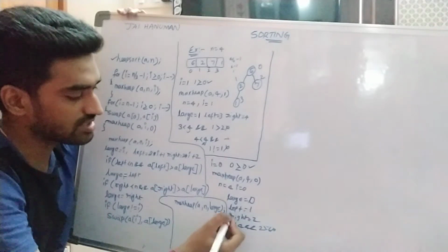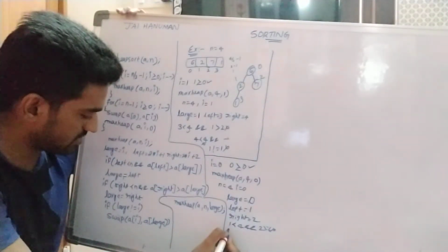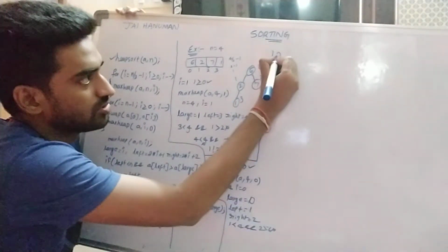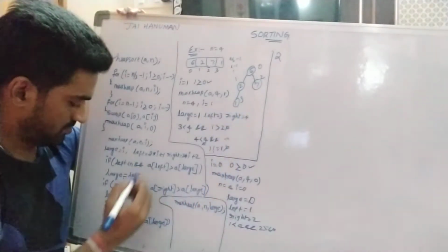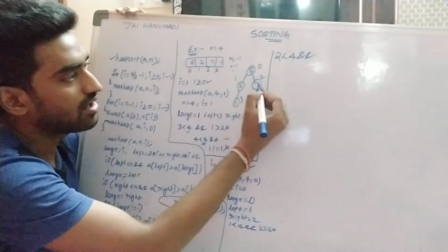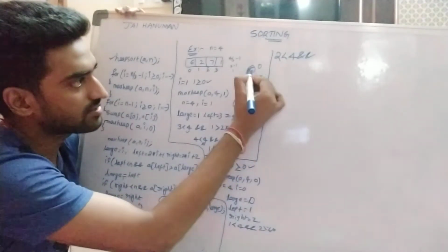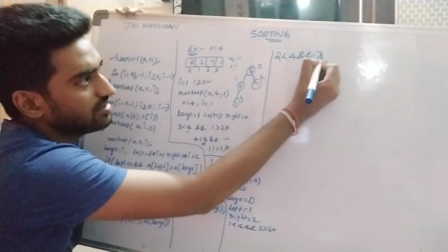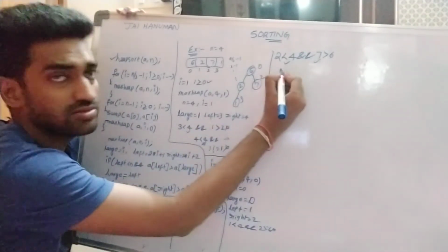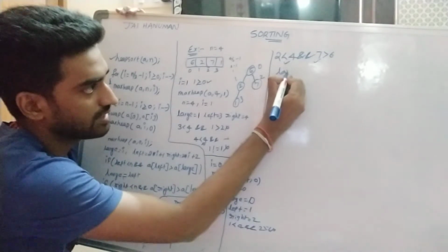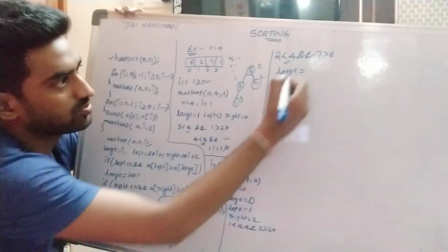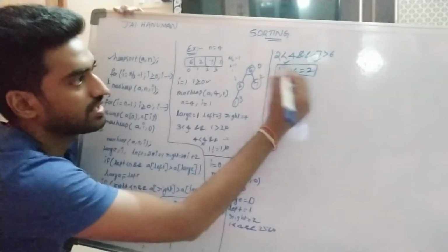Then we are checking the next condition. What is the condition? Right. What is the right value? Right is 2. Right less than n, 4, logical and A of right greater than A of large, 7 greater than 6. Both are true. Then we can set large is equal to right. What is the right value? 2. Large is equal to right.